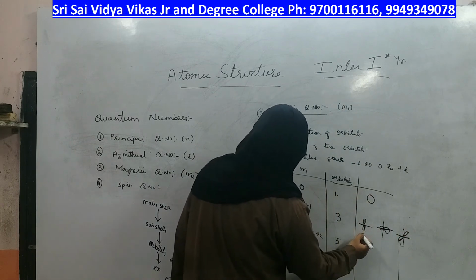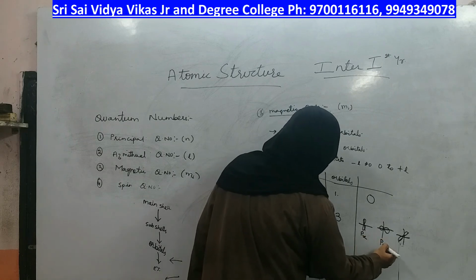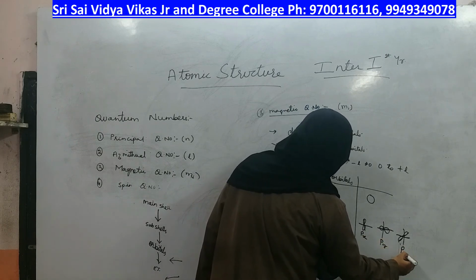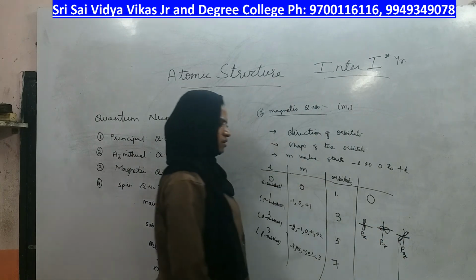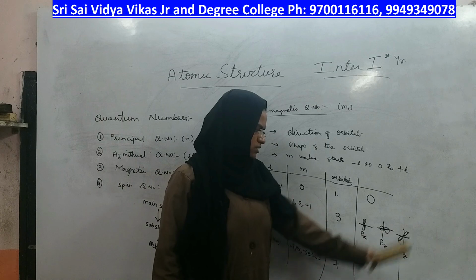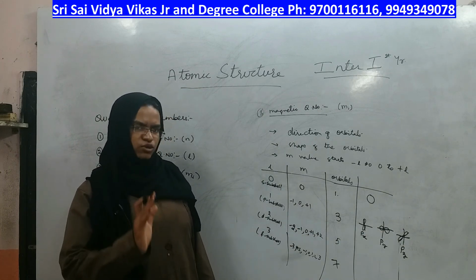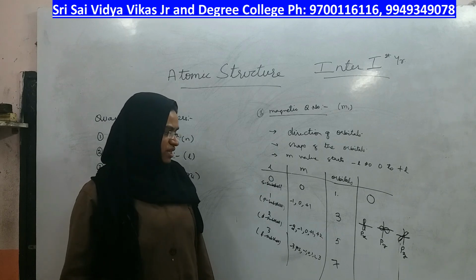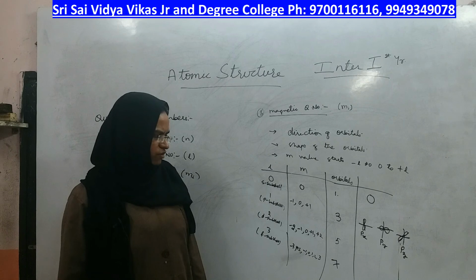Therefore, one is called Px, other is called Py, and the other is called Pz. That means minus 1, 0 and plus 1. These are all p orbitals. How many p orbitals are there? 3 p orbitals. First is oriented in the x direction, therefore px. Second is in the y direction, therefore py. Third is in the z direction, therefore pz.